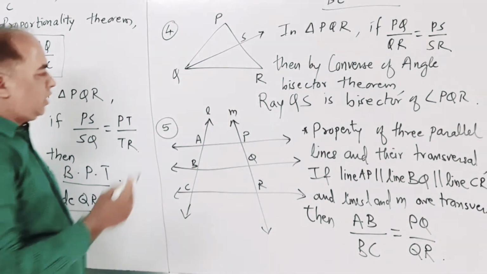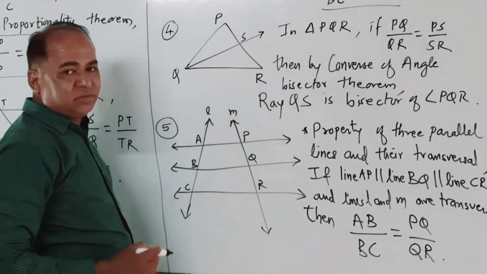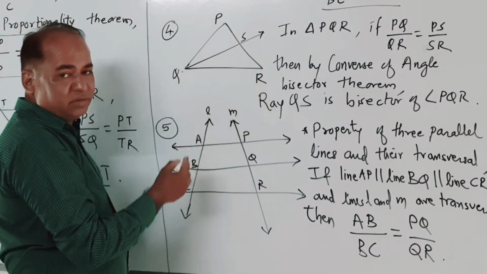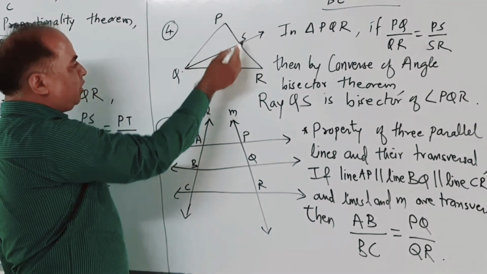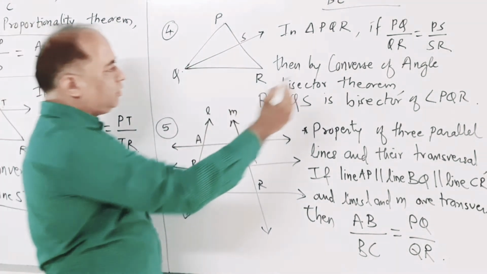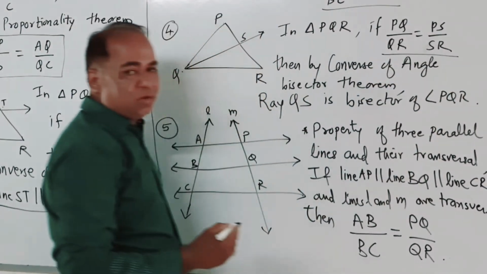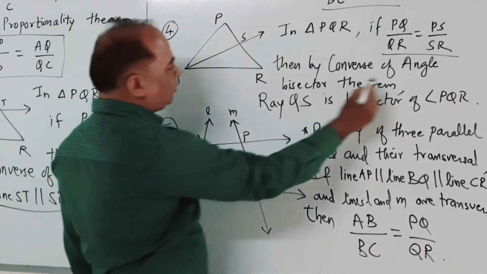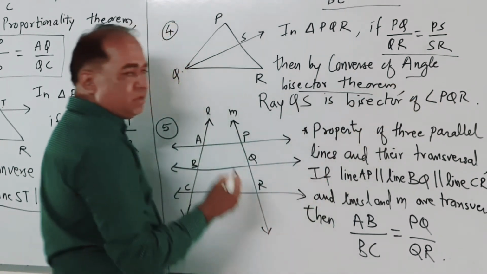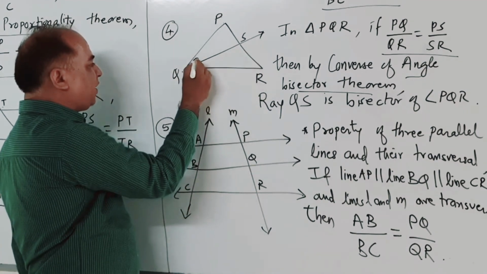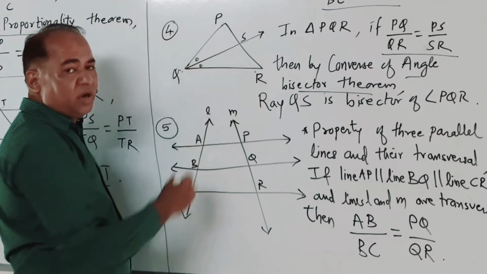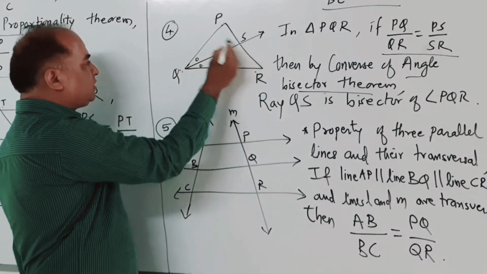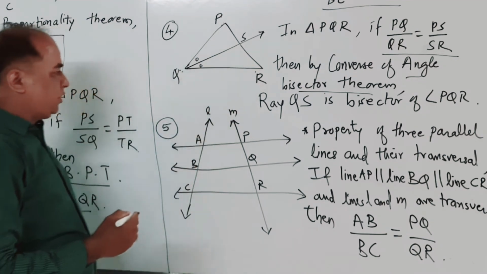Fourth, in triangle PQR, if PQ upon QR is equal to PS upon SR, then by the converse of the angle bisector theorem, ray QS bisects angle PQR.